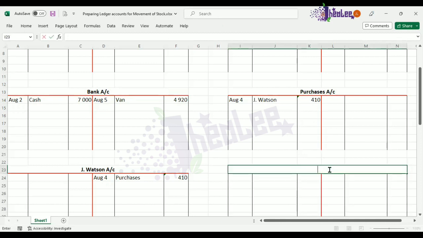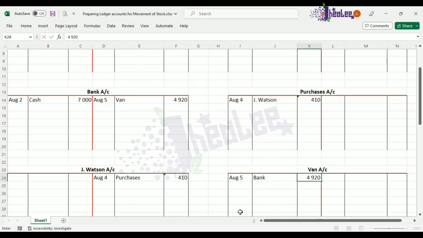We need to open an account for van by simply writing the title at the top of the T, that is van account. And this account should be debited. So we're going to put this entry on the left-hand side of the T. So it is August 5th. Our details is the other item affected, which is bank. And the amount is $4,920.